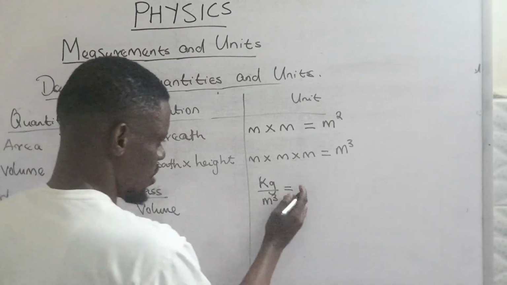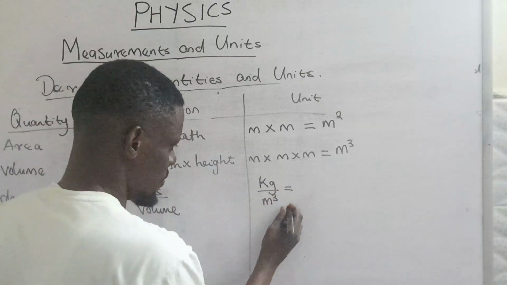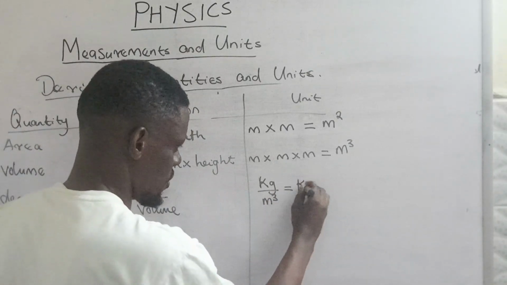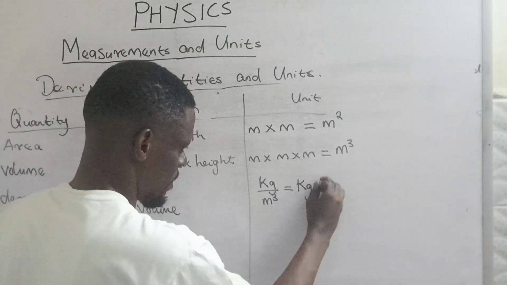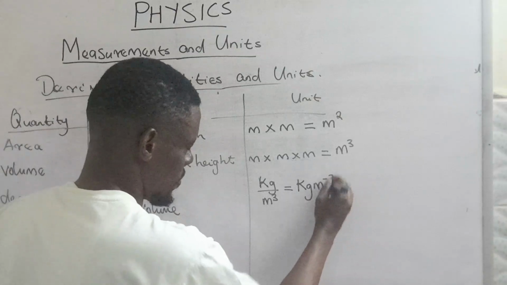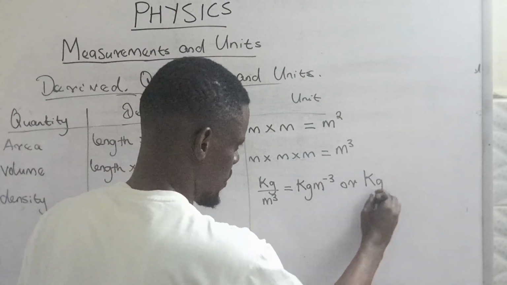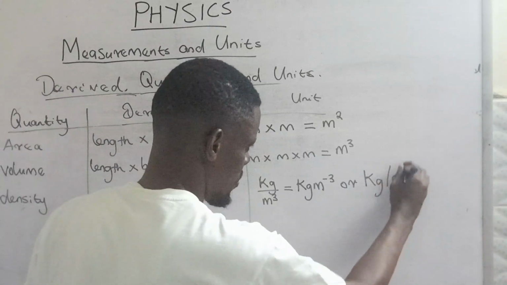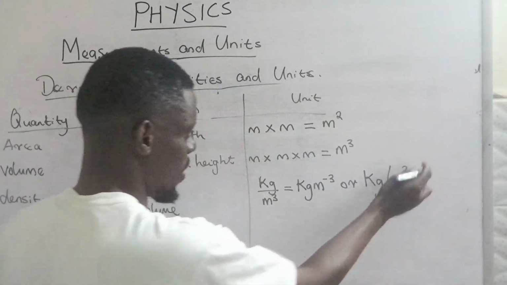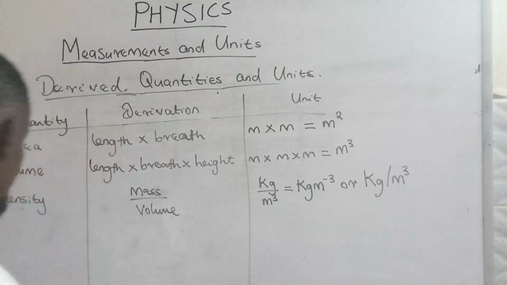So if I take this meter cube up, the power of 3 becomes minus 3 according to the law of indices. So this is kilogram per meter cube. Or you write it this way, kilogram slash m cube. If you have a slash here, you retain the positive power of m, which is m to the power 3.